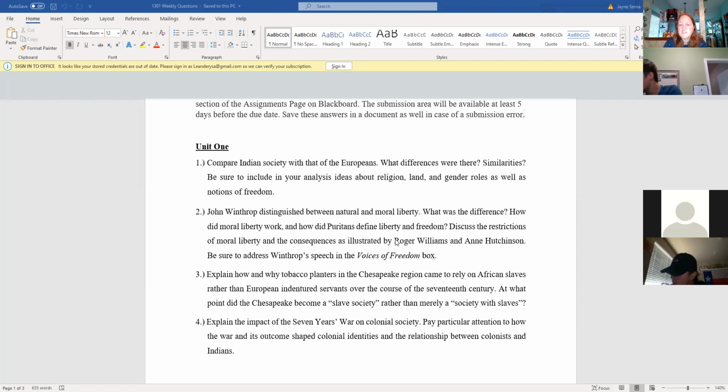And the book is pretty helpful here. It's got different sections that say tribes on, oh, let me look. Book. Mine's blue. But it's really divided nicely for you for this question. And that's also why I tell you should really use the book for the questions, because when I make the questions there, I'm using the book to make them. So the question is, compare Indian society with that of Europeans, differences, similarities, talk about religion, land, gender roles, as well as notions of freedom.